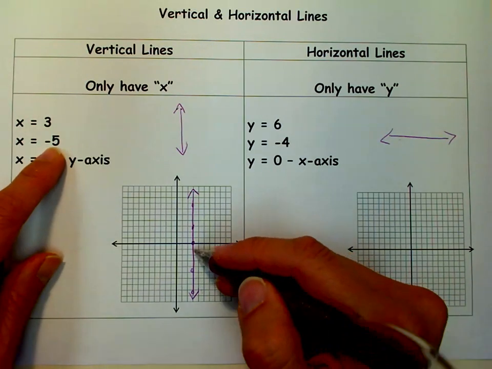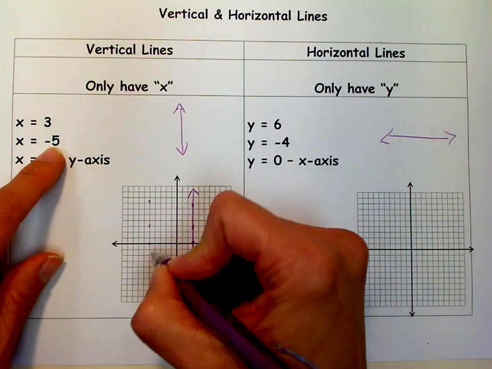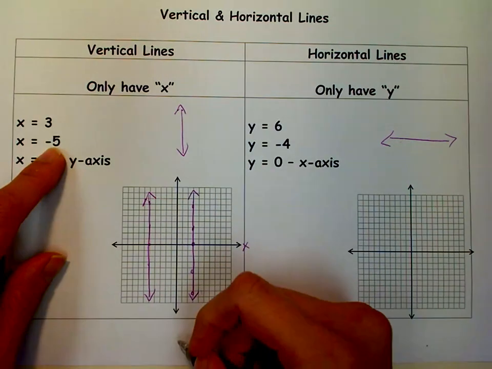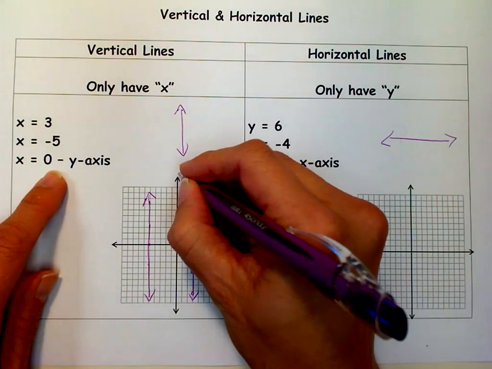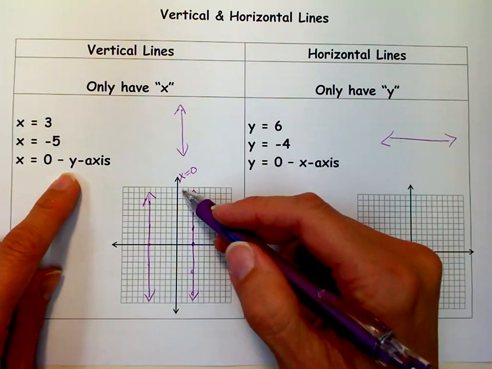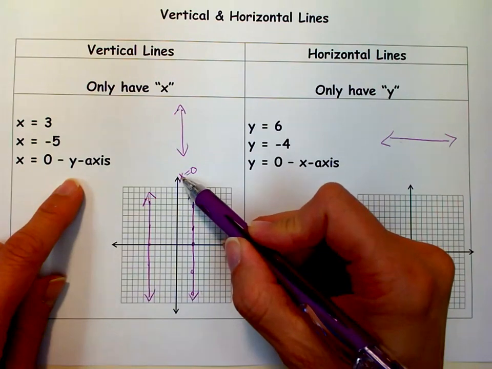To graph this one, we'd go to -5, and anywhere on that line x is -5, so we just graph x equals -5. Keep in mind that x equals 0 is the y-axis. It's the same thing, and sometimes that's really confusing to students.